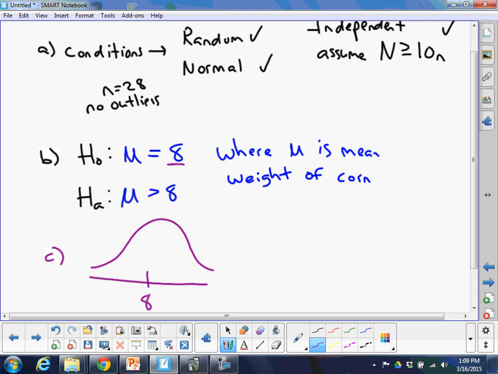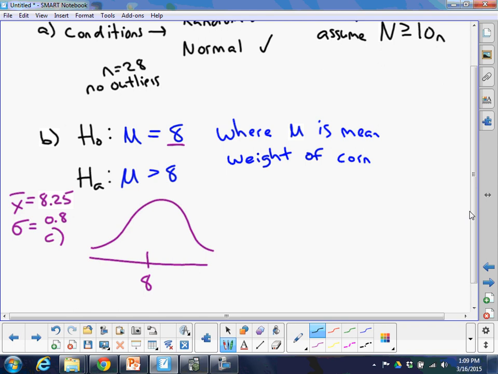Okay, so they told us a few things. They gave us a sample mean of 8.25. And this was one of those ones where we assumed we knew sigma of 0.8. Okay, so that's going to allow us to use normal. We don't have to use t. Okay, so basically what we do then is ask ourselves, how likely is it to get a sample like that, or farther away from the mean, or more extreme?